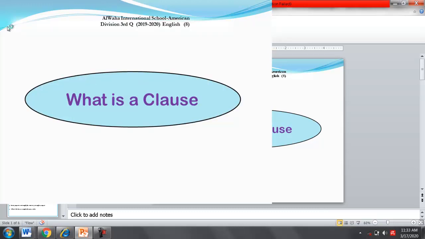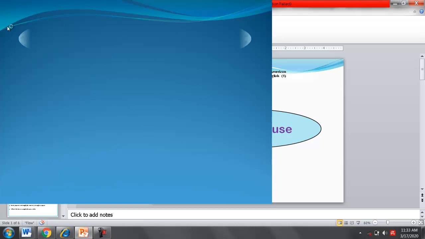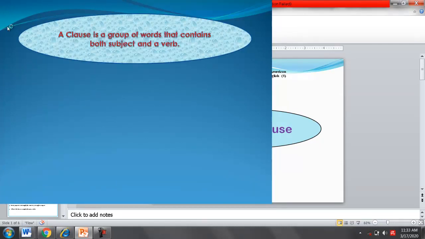Our lesson today is about clauses. What is a clause? As you see over here, a clause is a group of words that contains both a subject and a verb.